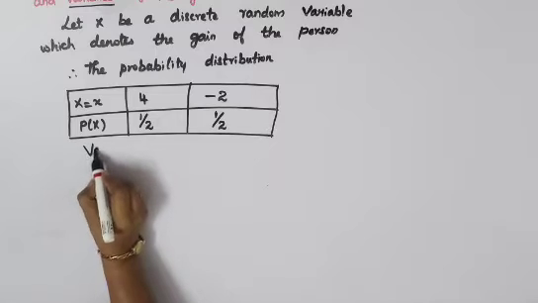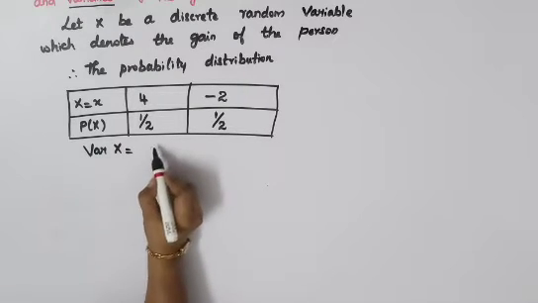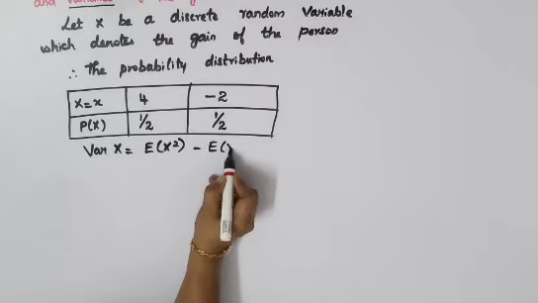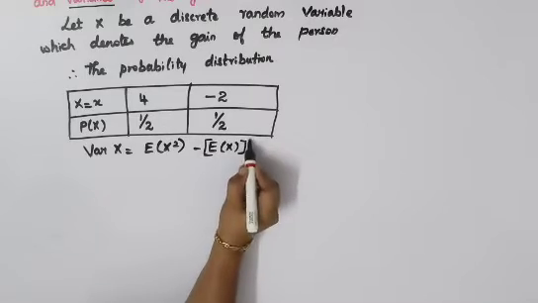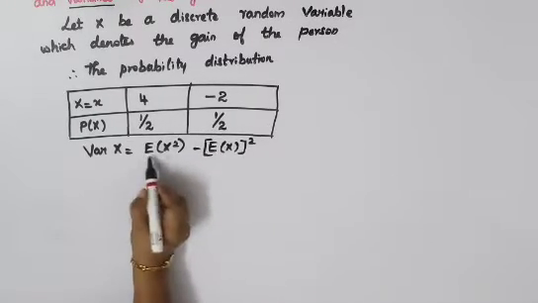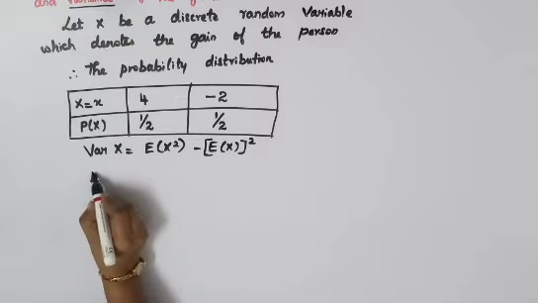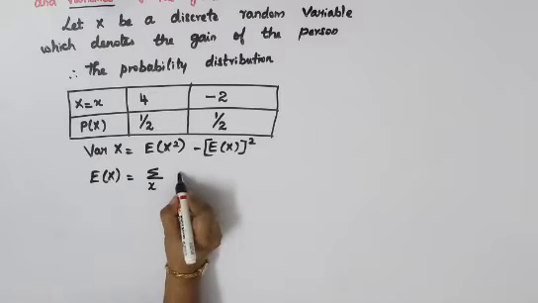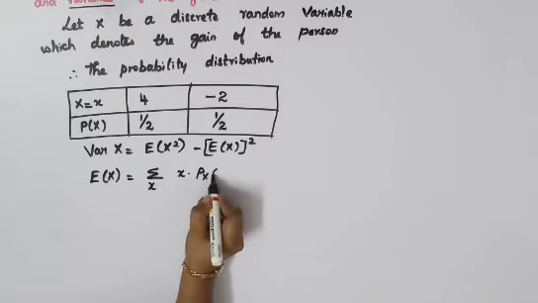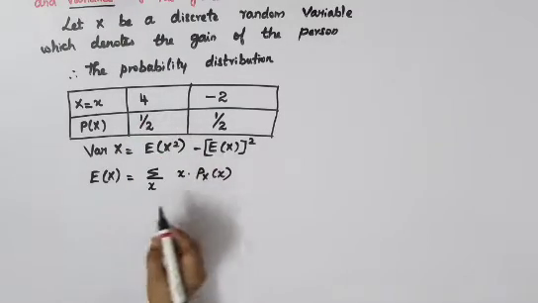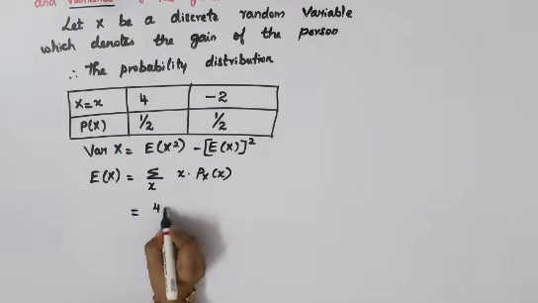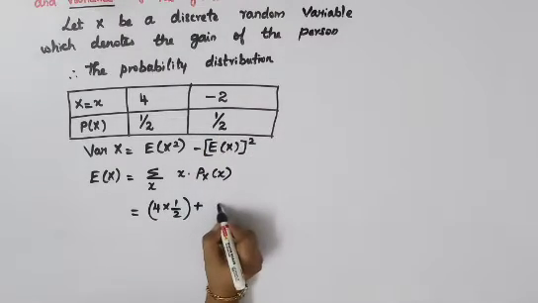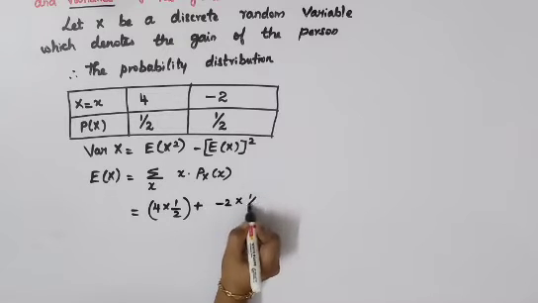We have to find variance of x, that is equal to E of x square minus E of x the whole square. So whatever is needed, E of x is needed and E of x square is needed. So first we will go with E of x, that is the expectation, sigma x into P of x. So we have got x and P of x here. So just multiply 4 into 1 by 2 plus this minus 2 into 1 by 2.